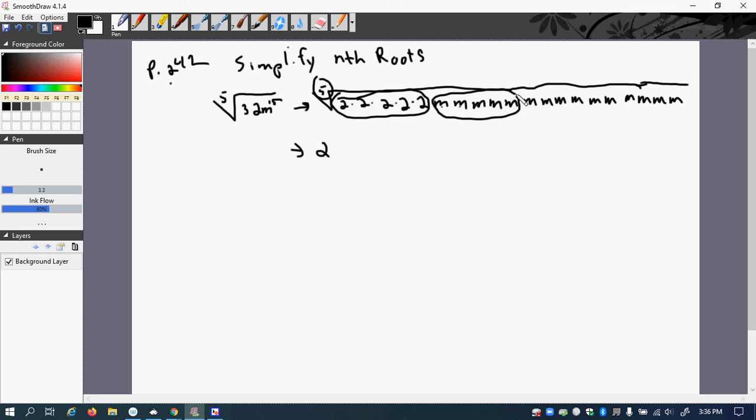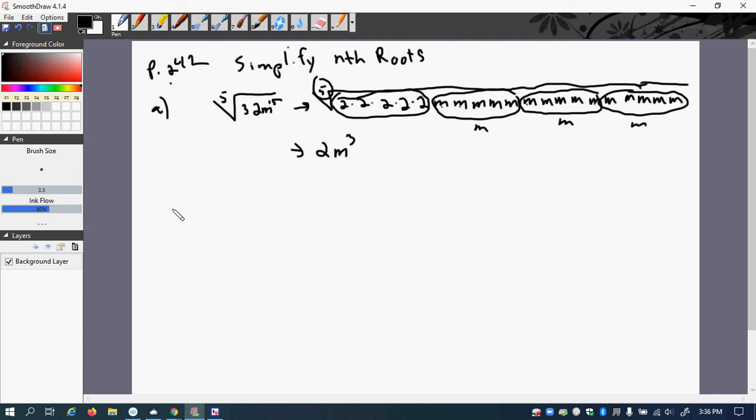So there's 1 m. And then 1, 2, 3, 4, 5, there's another m. And then 1, 2, 3, 4, 5, there's a third m. So I have 3 m's that actually come out of the radical, and that would be m to the third. You can see it that way, or you can see how they did it in the book, how they grouped it, but I think this is a clearer way of understanding how that comes about. So this was the A part.